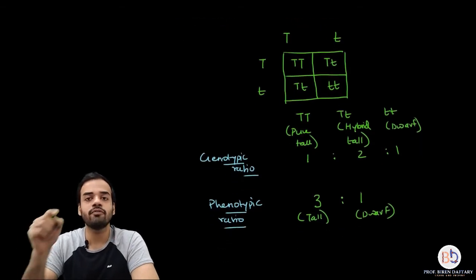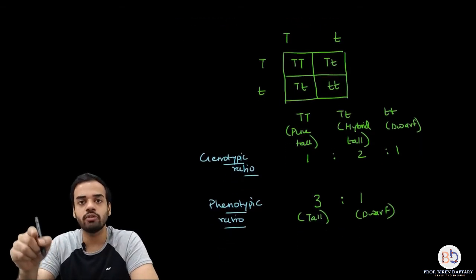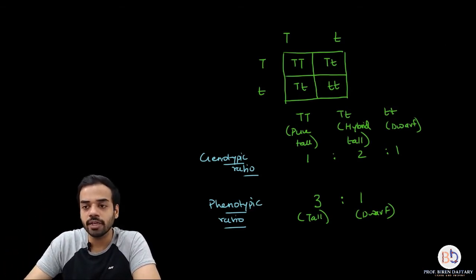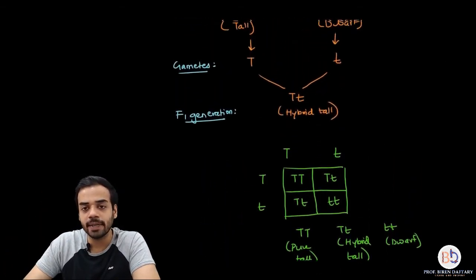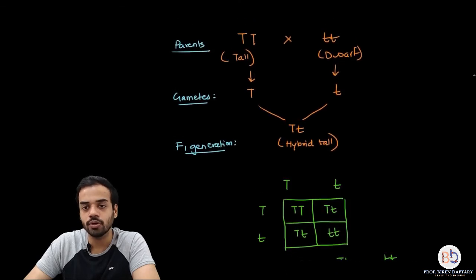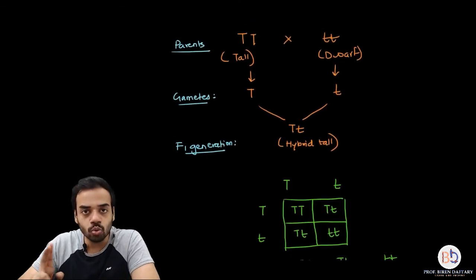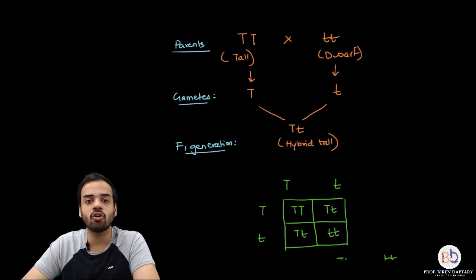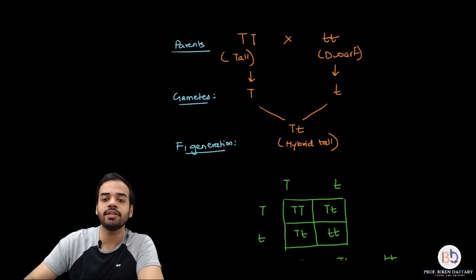It is very important for you to show the ratios. You have to show the genotypic and the phenotypic ratios. Now coming to the part about Mendel's laws. There are 2 laws of Mendel which are dependent on the monohybrid cross. The first law is called the law of dominance.